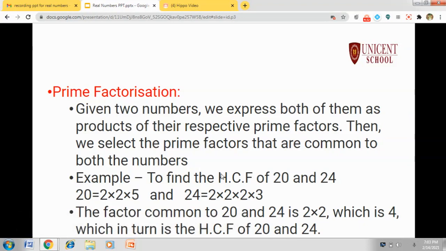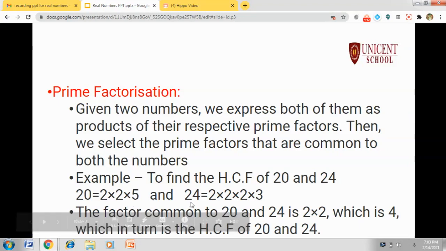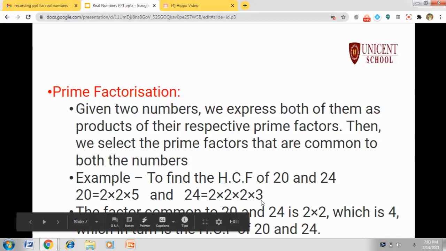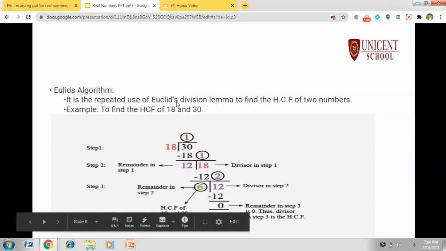For example, we'll find the HCF of 20 and 24. The prime factorization of 20 is 2 into 2 into 5, whereas the prime factorization of 24 is 2 into 2 into 2 into 3. What is common among these two? 2 into 2 is common, the product of which is 4. Therefore, the HCF of 20 and 24 is 4. This is how we find the HCF using the prime factorization method.